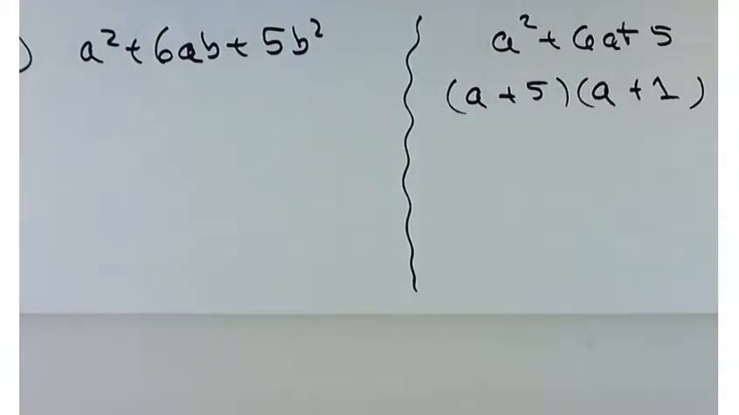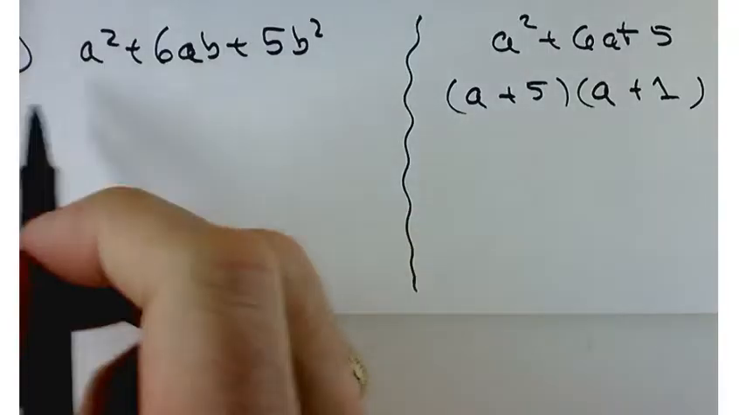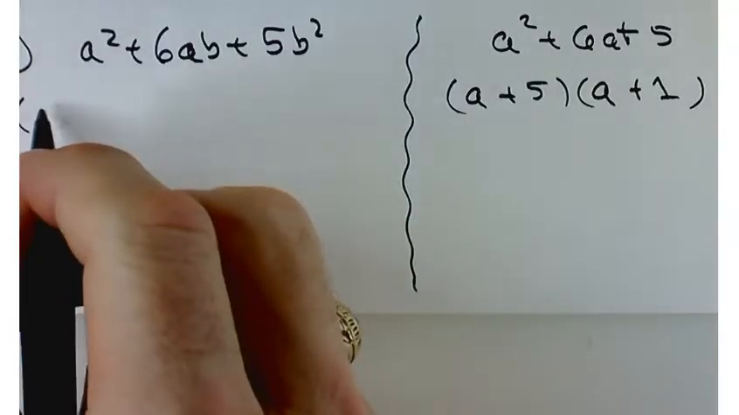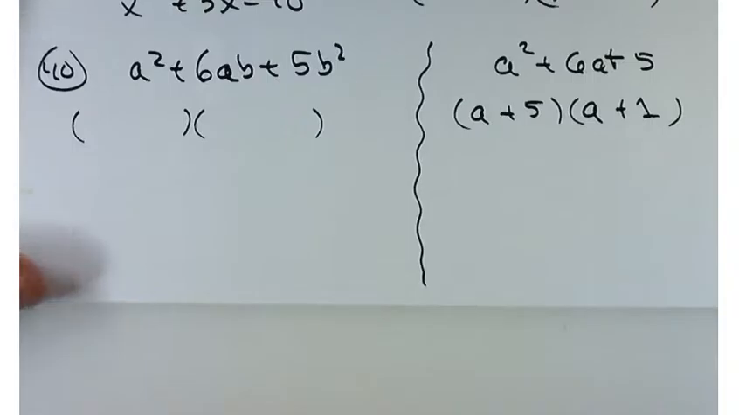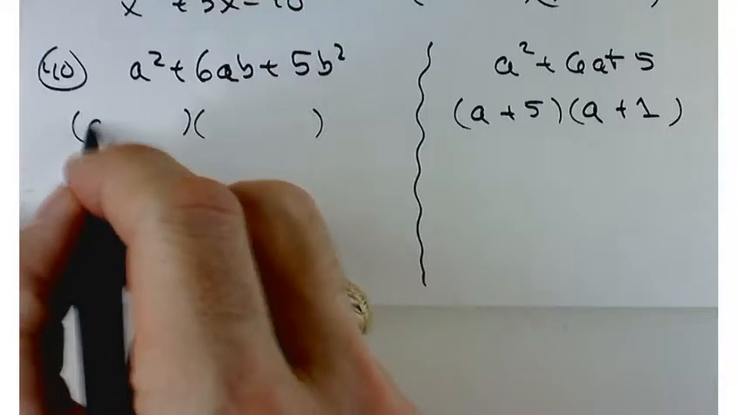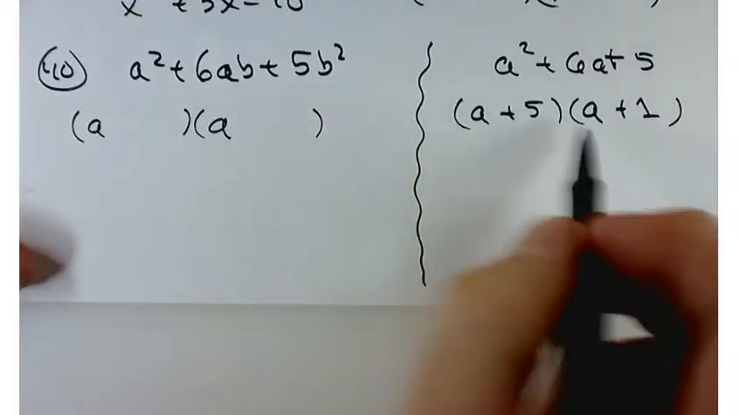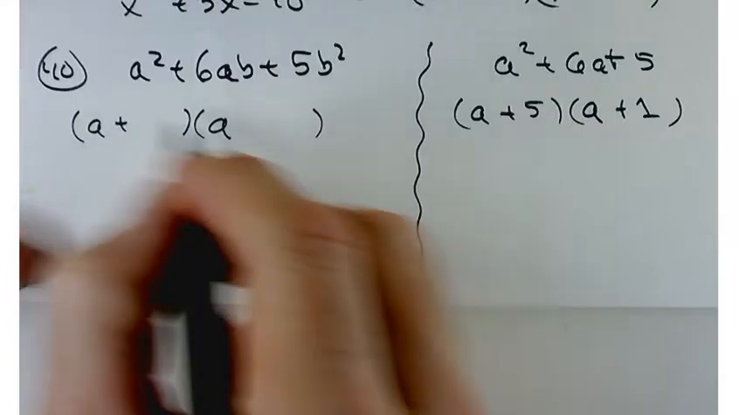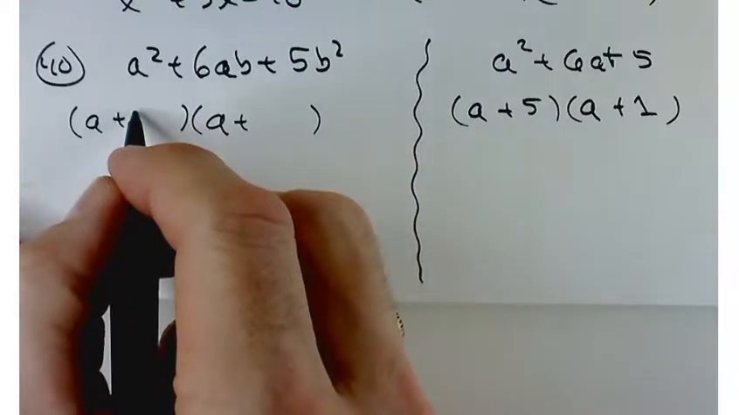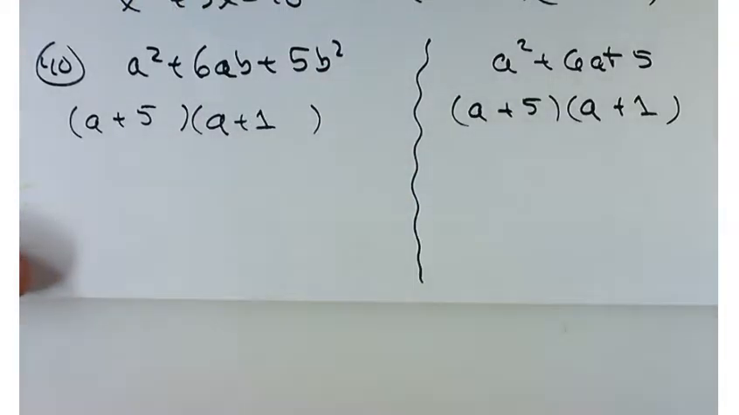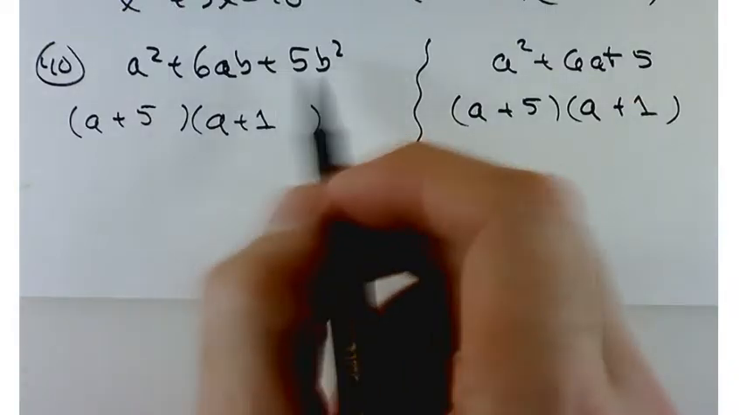So, we're good there. But how does that change things up, or what are we going to have to modify for this one? This was the original problem. How am I going to change things up there? Well, I know I'm going to need an A and an A. Have the signs changed at all? Plus and a plus. The numbers here are going to have to be the same, so a 5 and a 1. But I haven't accounted for the B yet. How can I account for the B? What do I have to do so that when I multiply this all together, I get these B's in here?